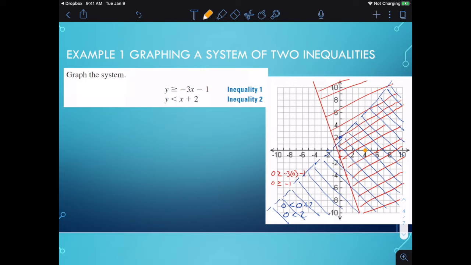So for instance, 4, 0 means 0 is greater than or equal to negative 3 times 4 minus 1. Negative 3 times 4 is negative 12. Minus 1 is negative 13. And is that less than or equal to 0? It is, and so that's true. Now let's test the other one. Is 0 less than 4 plus 2? 4 plus 2 is 6. 0 is less than 6, and so that just shows that something there works.